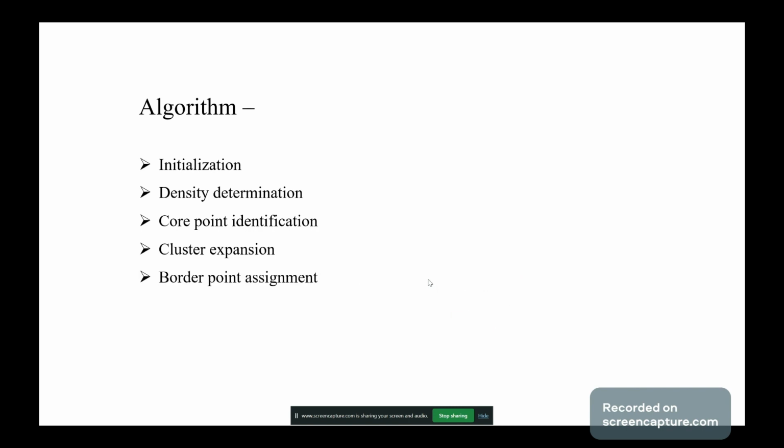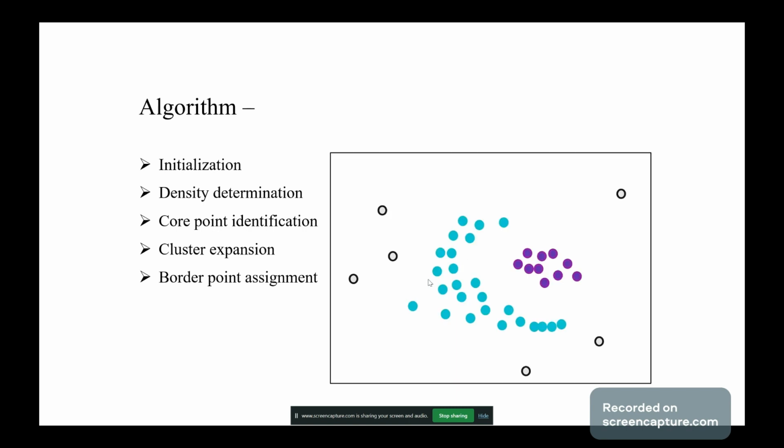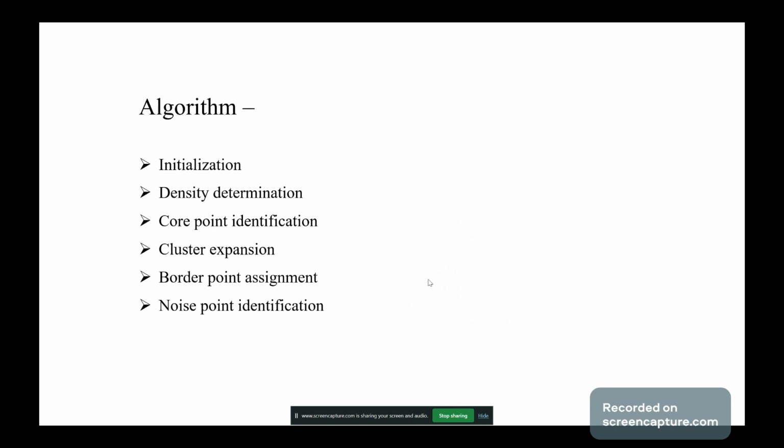Number 5, border point assignment. If a data point is not a core point but lies within the epsilon neighborhood of a core point, it is classified as a border point. Border points are considered part of the cluster but do not initiate cluster expansion themselves. Now, number 6, noise point identification.